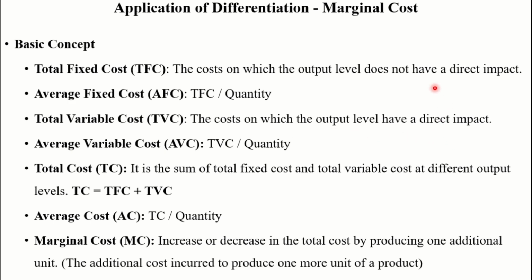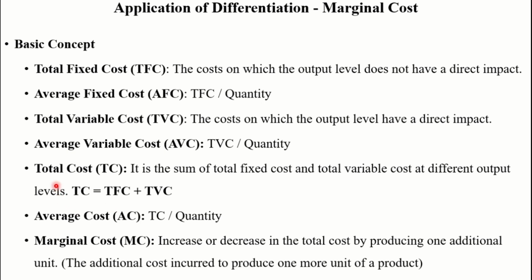As in the case of fixed cost, we establish all our fixed requirements, that is plant, machinery, equipment. That's why we can say that the cost on which the output level does not have a direct impact is called total fixed cost, and the variable cost is the cost required for producing the output, that is raw material, labor, expenses, all are part of your variable cost. That's why the variable cost is the cost on which the output level has a direct impact. Average variable cost is nothing but total variable cost upon quantity produced.